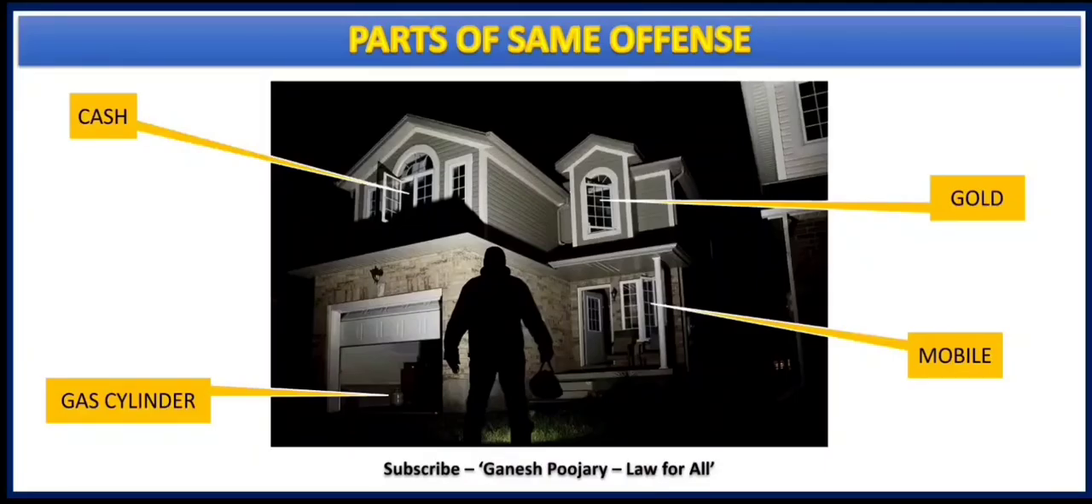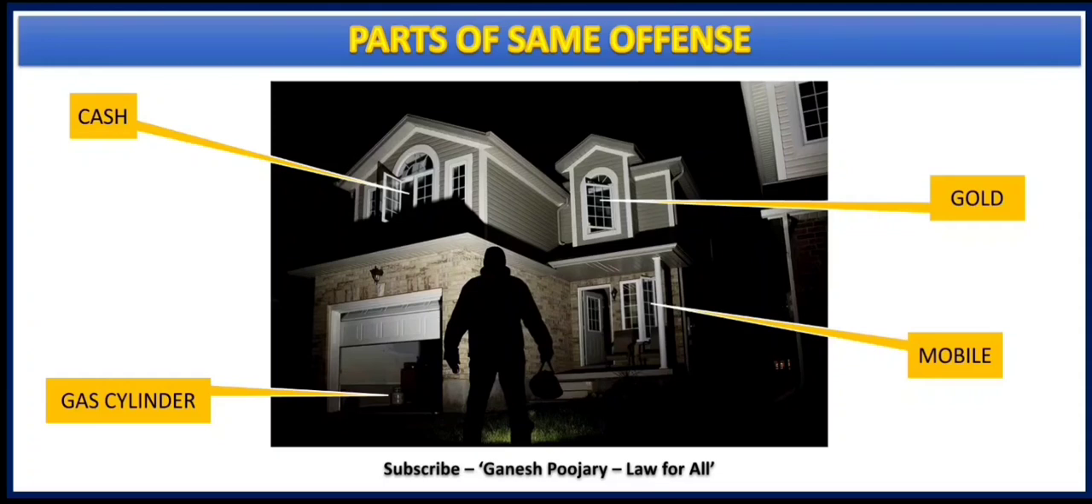First thing first, let us try understand what does it mean when we say parts of the same offense. Here in this image, Mr. X is in front of a particular home and he is there with the intention of committing theft. And he enters the home, and at one part of the home he gets some cash, and in another part of the home he gets certain amount of gold, and at one part of the home he also gets a mobile, and just while leaving he saw a gas cylinder and thinks, okay, his gas cylinder at home is empty, so he needs a backup gas, so he takes that also.